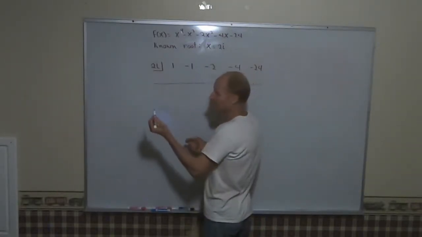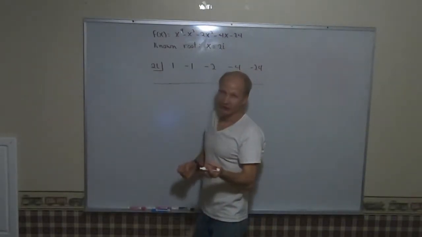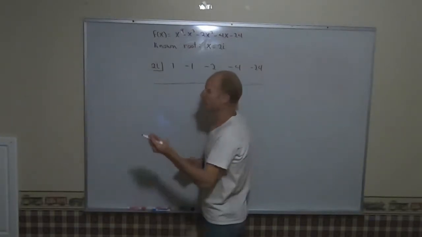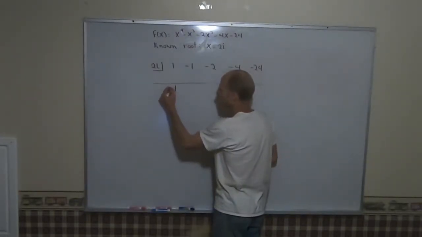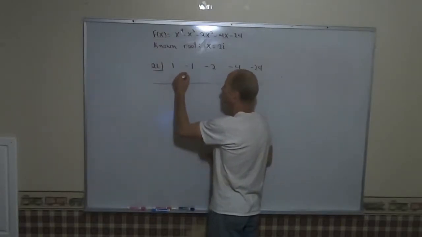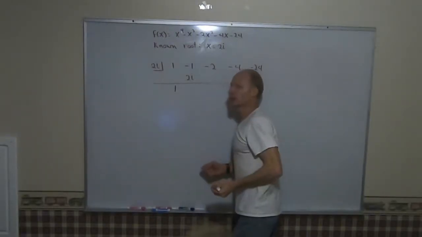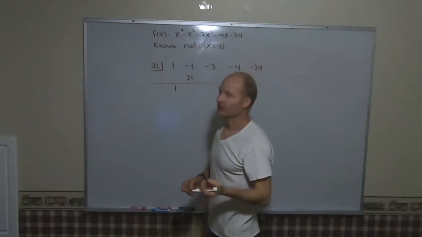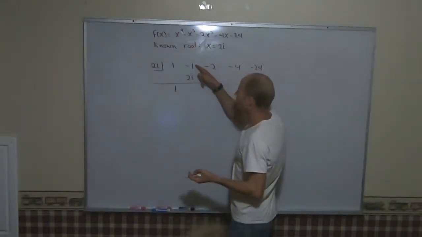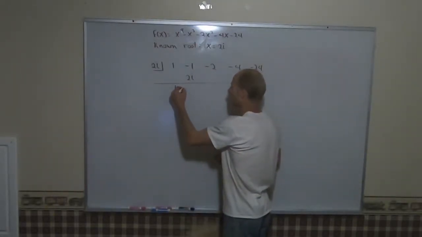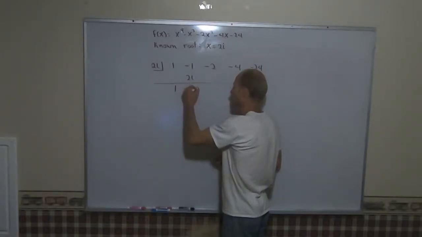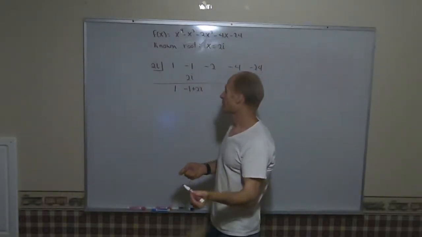Okay, so synthetic division. I'm going to assume that you know how to do this. I'm going to run through it kind of quickly. Drop your 1. 1 times 2i is 2i. Now, this is where it starts to get interesting, and I'll simplify as I go. Negative 1 plus 2i is negative 1 plus 2i. Really, as far as we can go there.